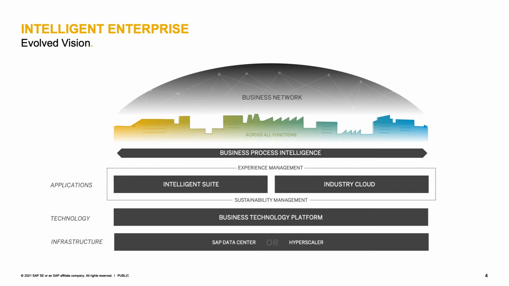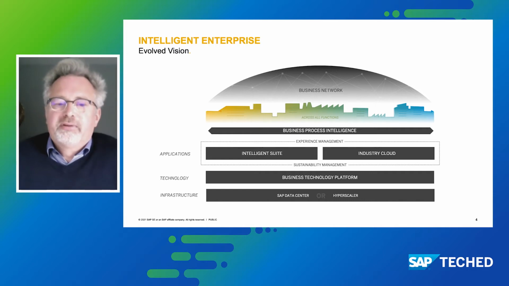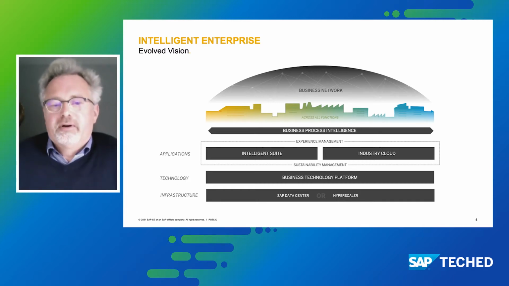Intelligent enterprises do best run business. So how do they do it? What is the architecture SAP has in mind, how can this be achieved? At the top, they have in mind that enterprises interact with each other, and to do this, we provide our business network.